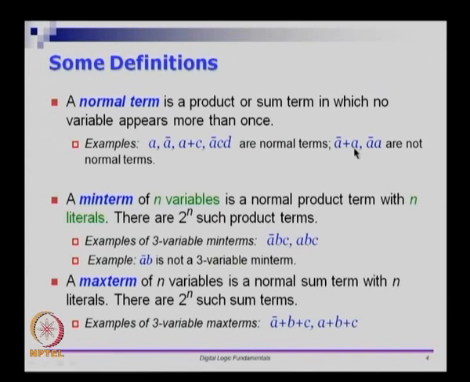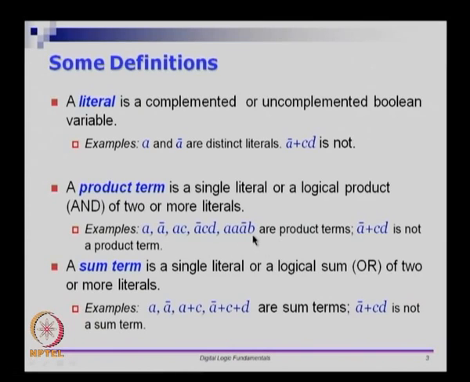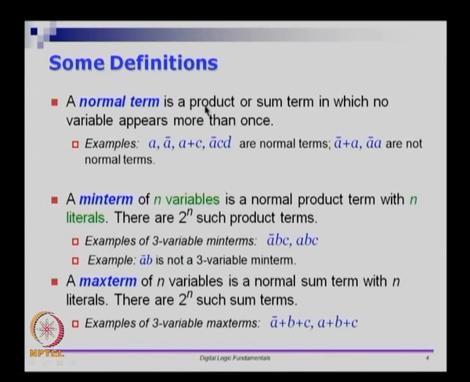If you look at this, you have a bar plus a. If you take this as a sum, a bar plus a is the same variable appearing twice, so it is not a normal term. Similarly, earlier I showed you a bar a, where the same variable appears twice, once in the uncomplemented form and once in the complemented form. So, this is not a normal term. A normal term is a product or sum in which no variable appears more than once, even if it is in complemented and uncomplemented form like a bar a. It is not a valid normal term.